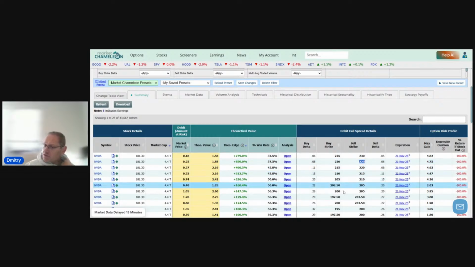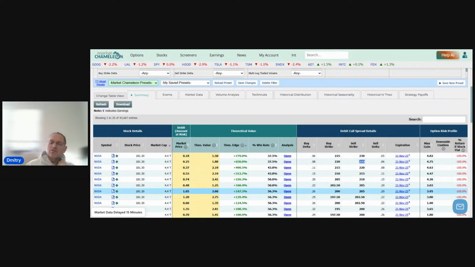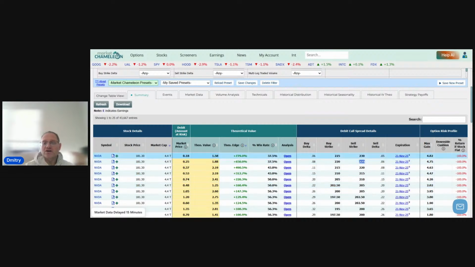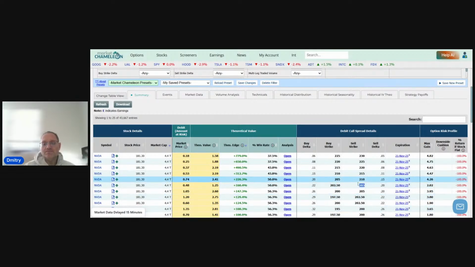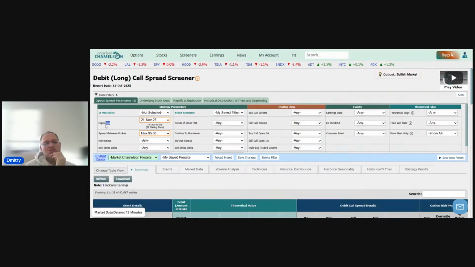So you can see there are different combinations of strikes that you could do. Some are going to be in the money, at the money, or out of the money, and also the distance between the strikes could be different. Over here, these are $5 call spreads, but here's a $2.50 call spread, $2.50 to $5.